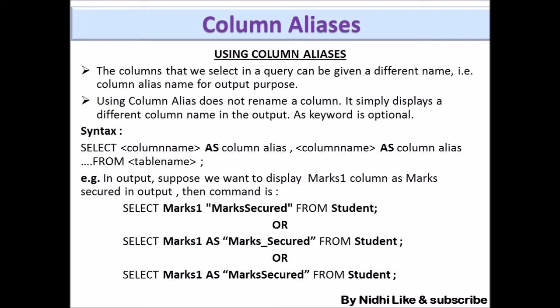There are some rules for writing a variable name. If you want to write two words, then you have to separate them with an underscore, or just write them without the space. So this is about column alias. Like this you can give a different name to a particular column.